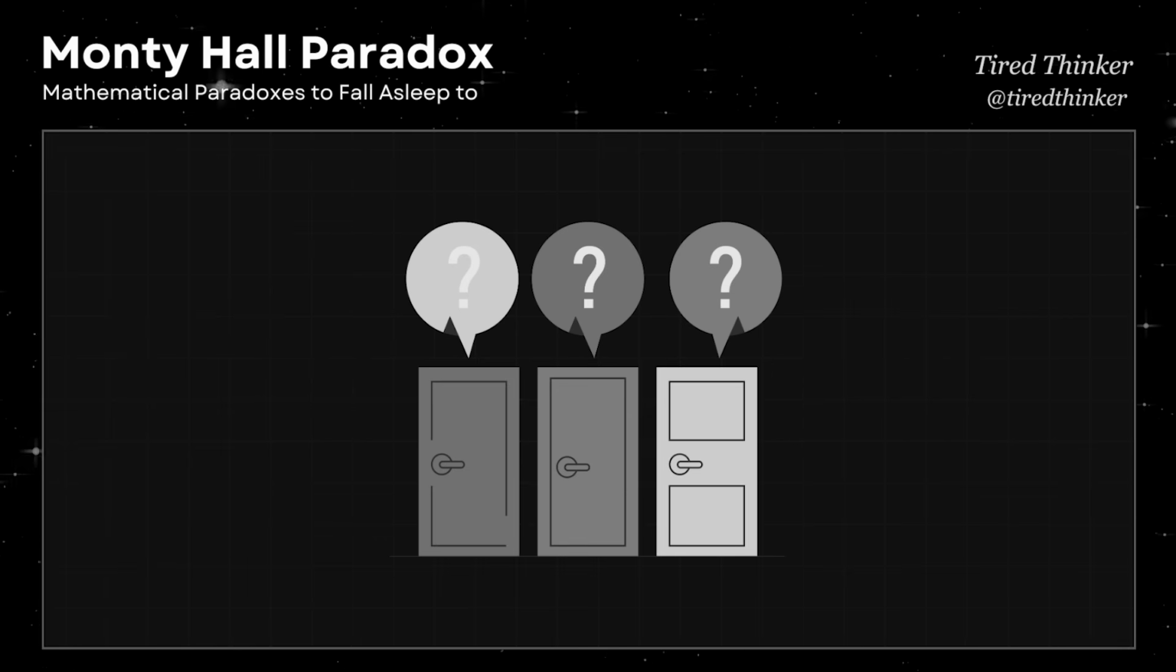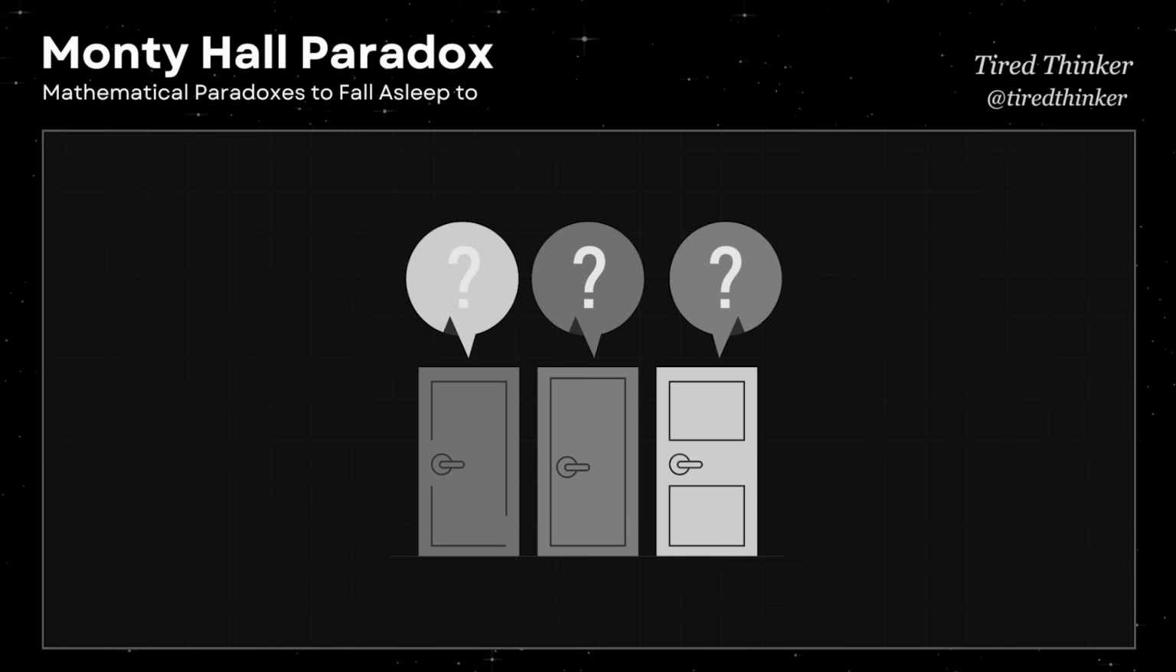Then the host, Monty Hall, who knows what is behind each door, opens a different door to reveal a goat. The contestant now has a choice. They can stick with their original pick or switch to the remaining closed door. Most people assume that it does not matter whether they switch or stay. They believe each door has a 50-50 chance of hiding the car.